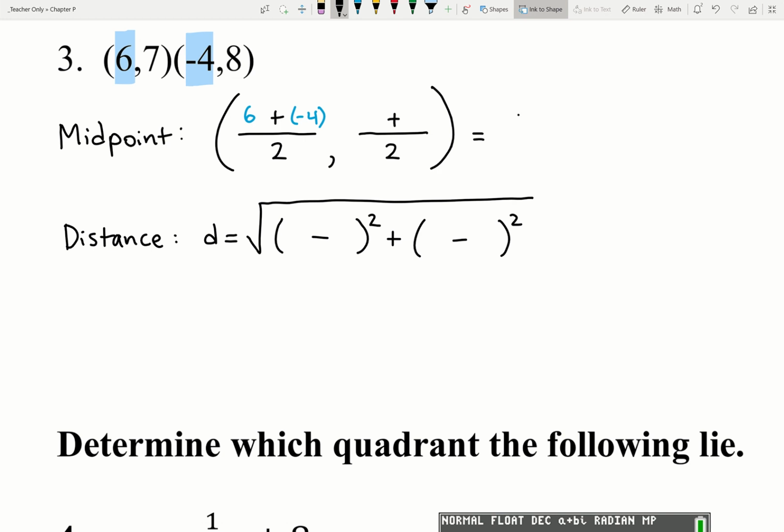And if I divide that by 2, I end up with an x-coordinate of +1. For my y-coordinates, same thing. I have a 7 and an 8. And so if I go ahead and do that, 7 plus 8, that'll make 15. If I divide that by 2, 15 is not really a number that can nicely be divided by 2, so I would just leave it as 15 over 2 there, and that would be your midpoint.